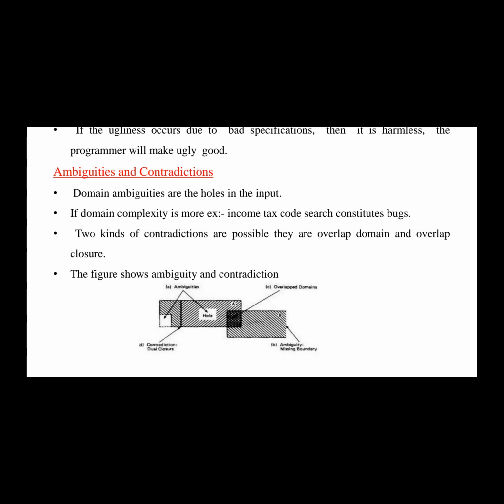And the closure, dual closure. Here, see, we have the dual closure. It is not a single closure in the A domain. It has a dual closure that overlaps another closure. Then it is called the overlap closure. So when a particular domain has this type of problem, they are called ugly domains. One is ambiguity, another one is contradiction.